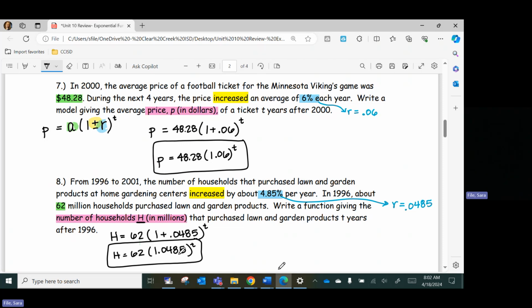Okay, so when you're looking at your answer choices, sometimes you can just eliminate based on the fact that the base is above 1 or below 1. Okay, and you know it should be increasing or decreasing based on the scenario given. Okay, so be careful with those.